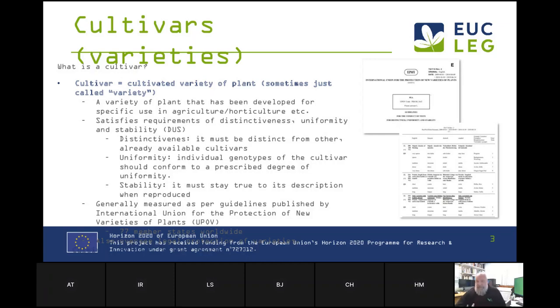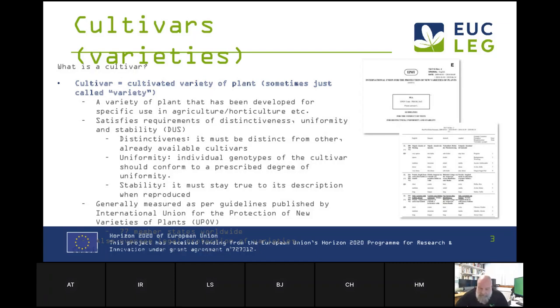So distinctiveness: it must be distinct from other already available cultivars. Uniformity: individual genotypes of the cultivar should conform to a prescribed degree of uniformity. So all the plants within that variety should be essentially very similar or the same. And stability: it must stay true to its description when reproduced. Measurements of distinctiveness and uniformity are provided by the International Union for the Protection of New Varieties of Plants, UPOV. This is an international group with 77 members worldwide, roughly half of the countries in the world, including most developed nations. And cultivars are somewhat defined by their reproductive biology.